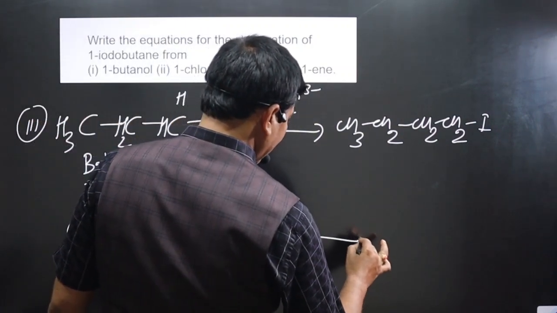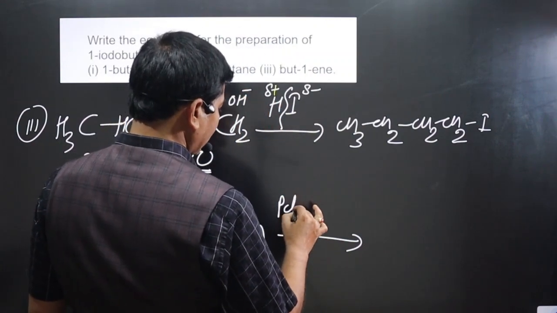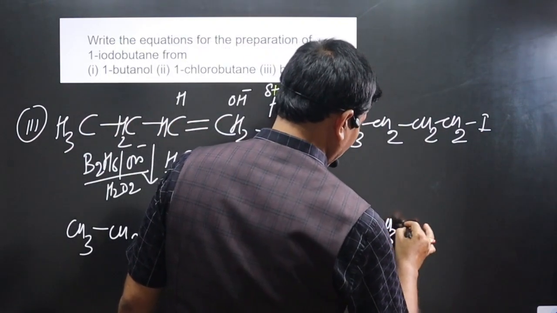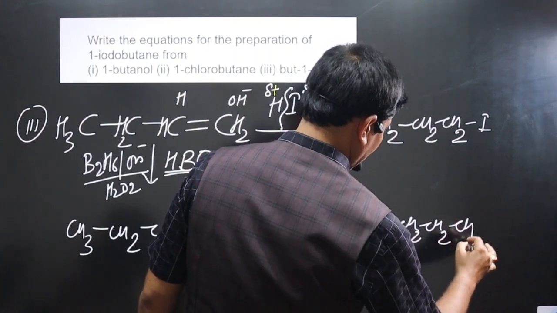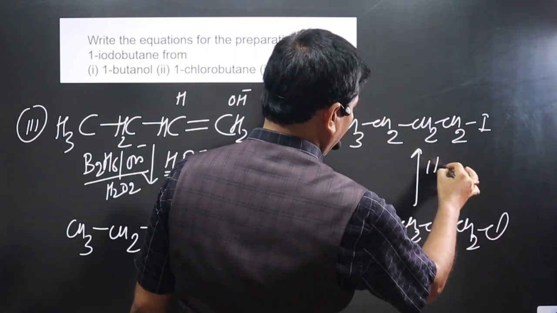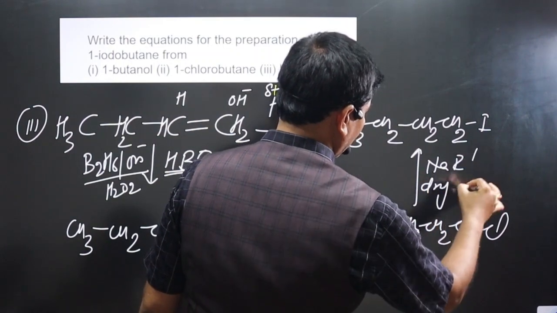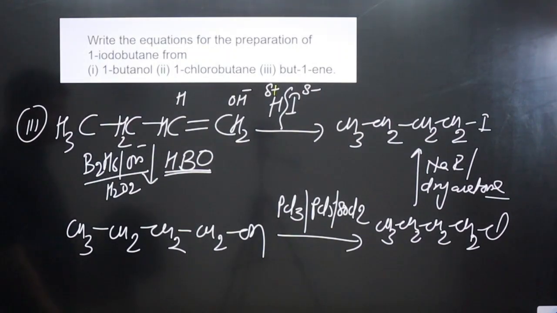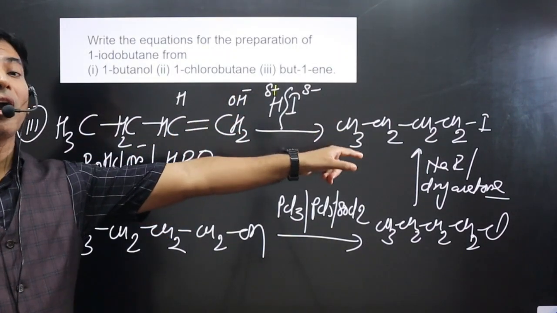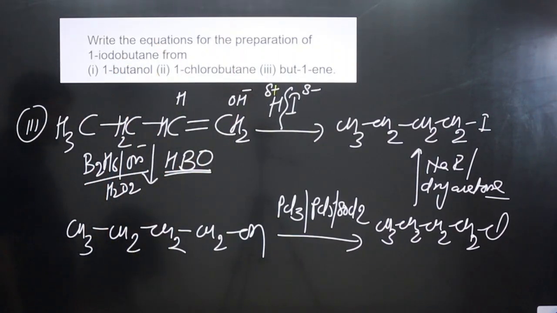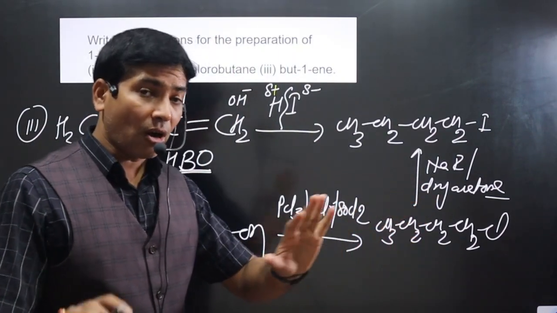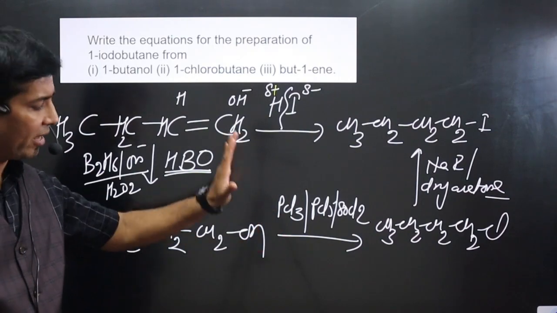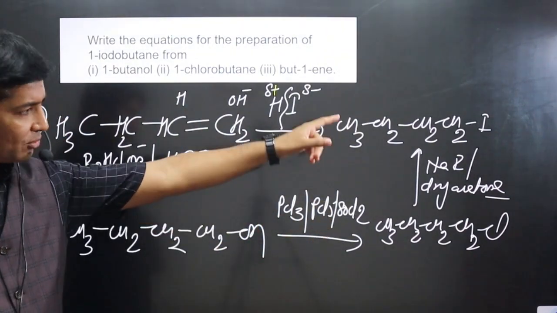So we make it react with halogenating agents PCl3, PCl5, or SOCl2. Then we get CH3CH2CH2CH2Cl. And then we can carry out the halogen exchange reaction with dry acetone. So like this we can do the conversion. Keep in mind you should not take HI here, otherwise you will get 2-iodobutane. Or you can make it react with HBr in the presence of peroxide, you will get 1-bromobutane, and again you can carry out the halogen exchange reaction, you will get 1-iodobutane.